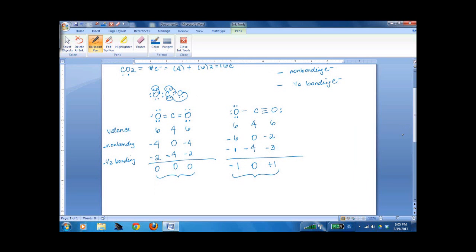But remember, one of our rules, we said when we're doing resonance, we want to minimize the number of charges, minimize charges, and we want to put the charge on the most electronegative. And here it's simple. We're going to go with this structure here because it minimizes our charges. There are no charges.